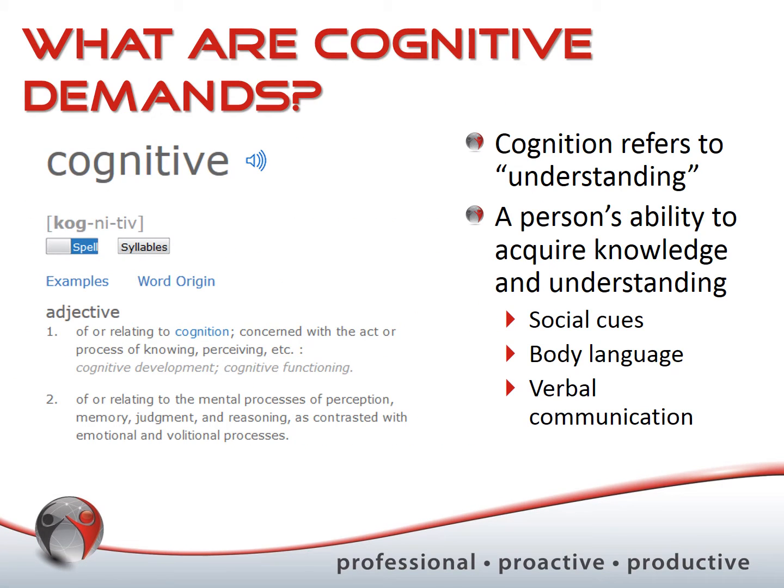So starting with the idea of what are cognitive demands, cognition really refers to the idea of understanding. The important part here is that we're able to gather, use, and process information appropriately. So obviously this comes into play in every element of work, right? We are always using information that's at our disposal in a certain way.